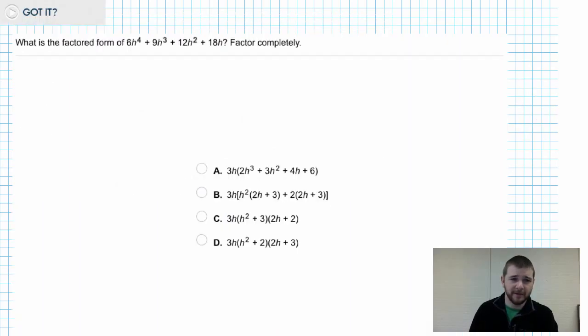And a chance to show that you have got it. What is the factored form of 6h to the fourth power plus 9h cubed plus 12h squared plus 18h? Factor completely.